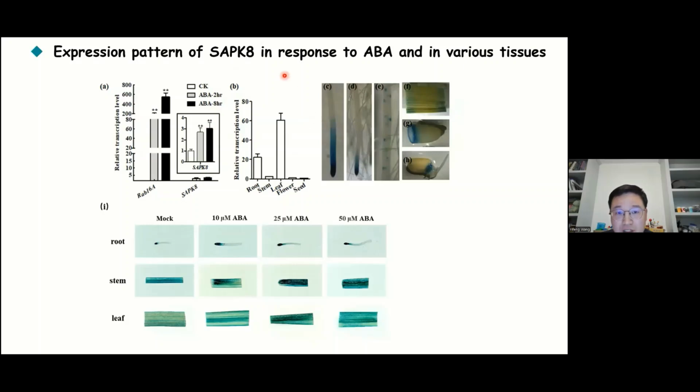And we used GUS staining assay. We can detect its expression mainly in root hair, leaf, and seed. And very interestingly, we found when we apply the ABA treatment, this gene can be significantly induced in root, stem, and leaf. The intensity is enhanced gradually.